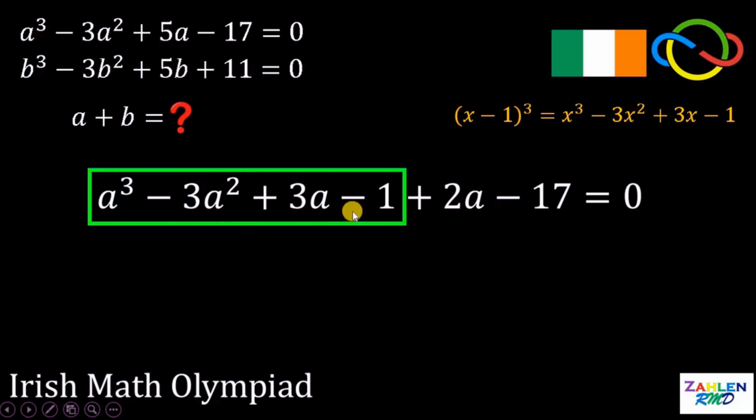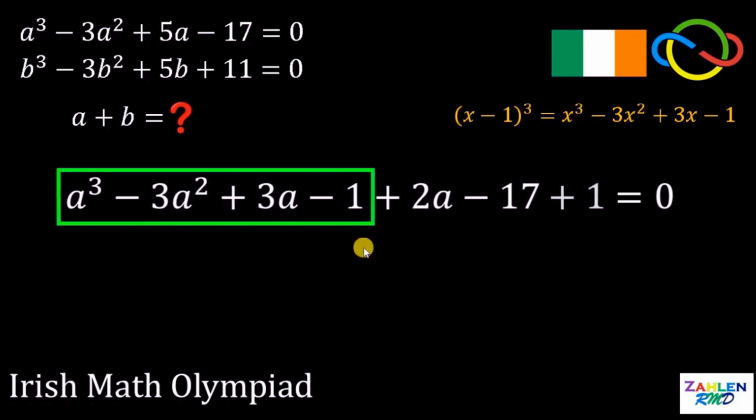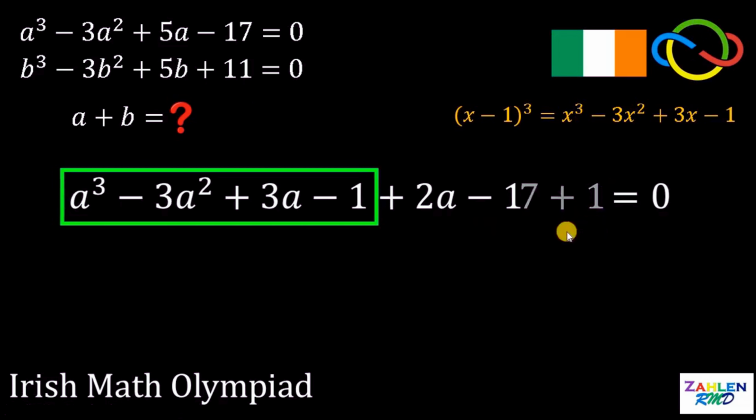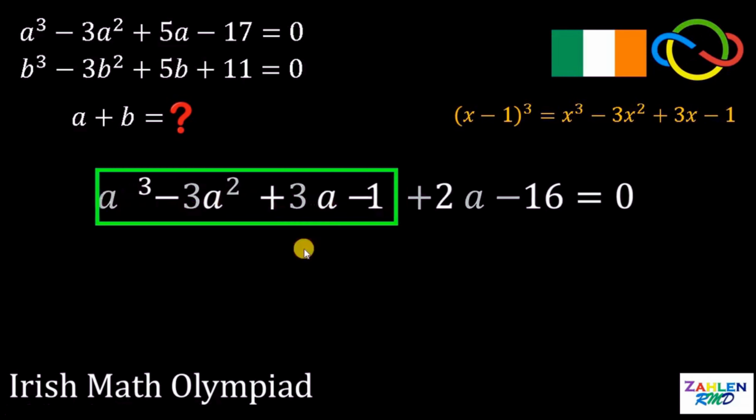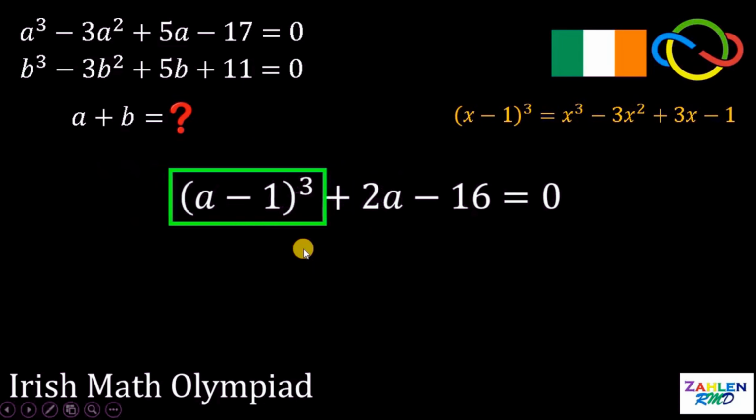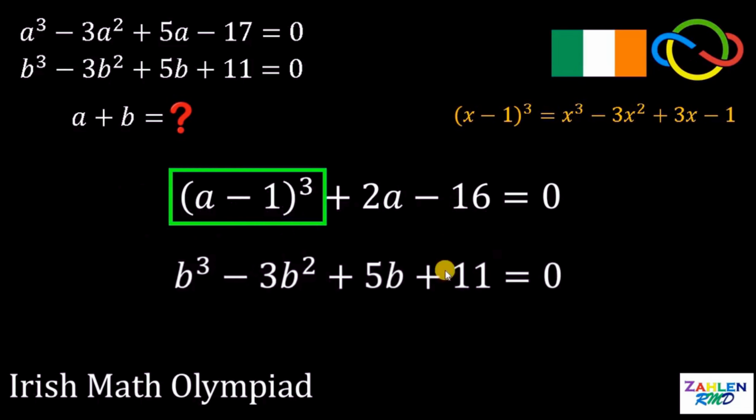Since we subtract 1, we are going to add 1 to balance our equation. So negative 1 and positive 1 is just 0. Now, negative 17 plus 1 is just negative 16. And take note that this a cubed minus 3a squared plus 3a minus 1 is just (a minus 1) raised to 3.